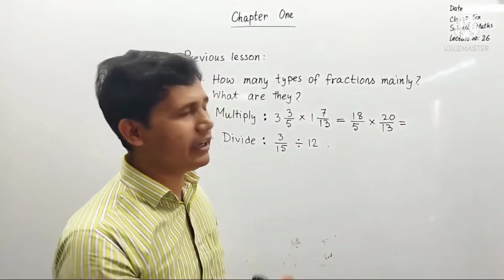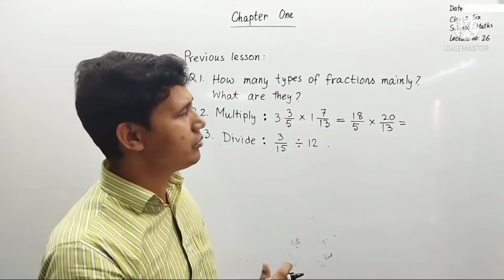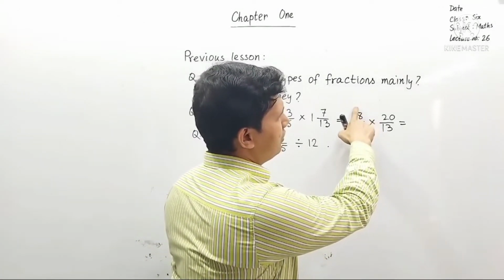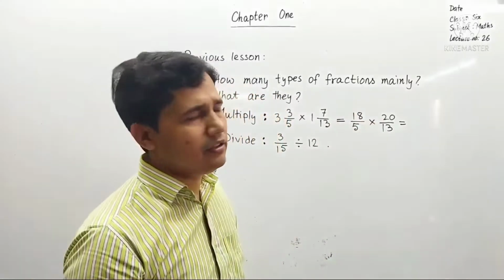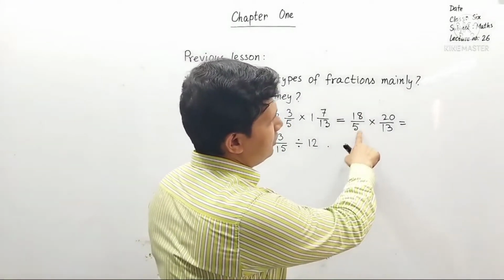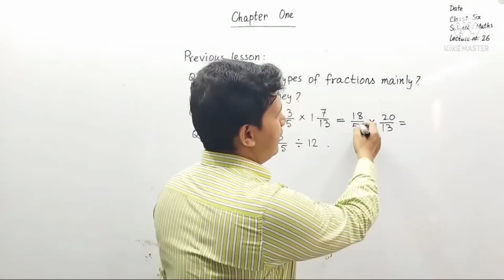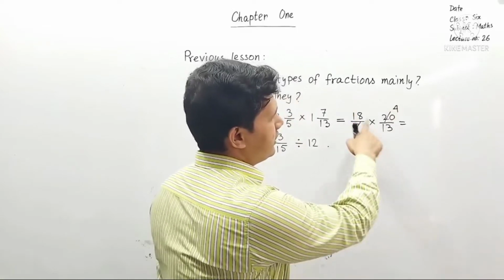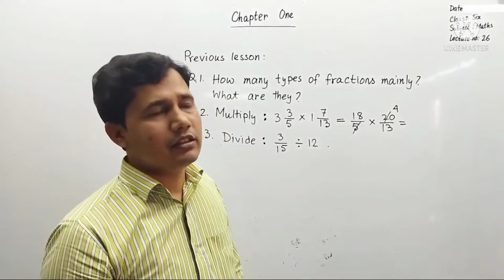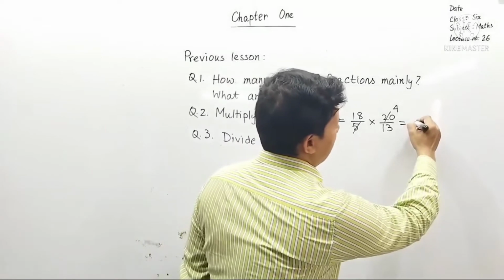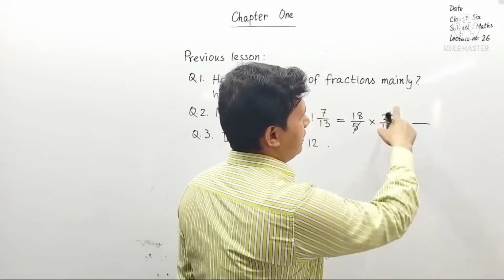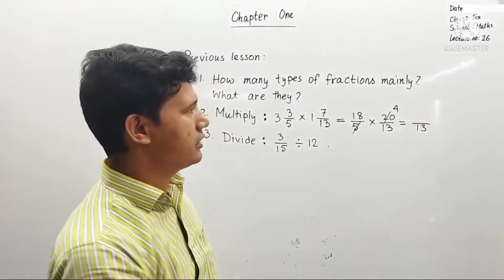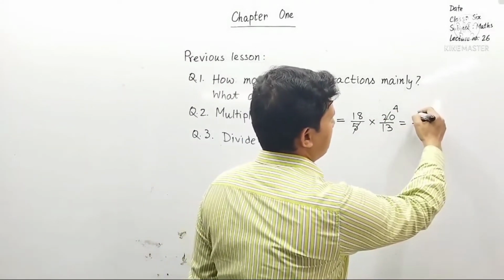Then, now you will divide for multiplication, getting the product. 5 will not go into 18, but 5 will go into 20. Here 5 will go 4 times. 4 fives are 20. And this 18 will not be divisible by 13, so it will be the same. Now 13 will be the same. And 18 fours are 72.